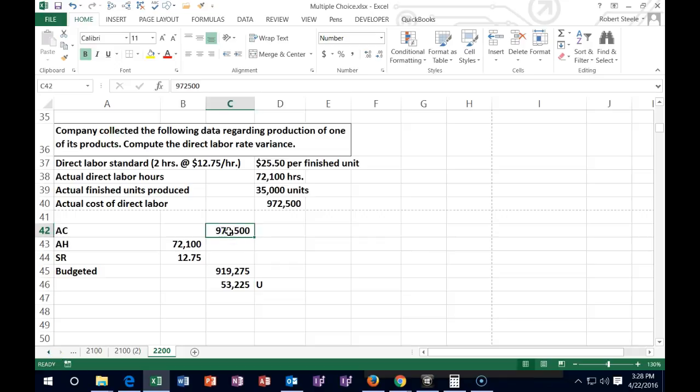Now this is what actually happened. This is what was budgeted to happen. So what actually happened is higher. So this is an unfavorable difference.